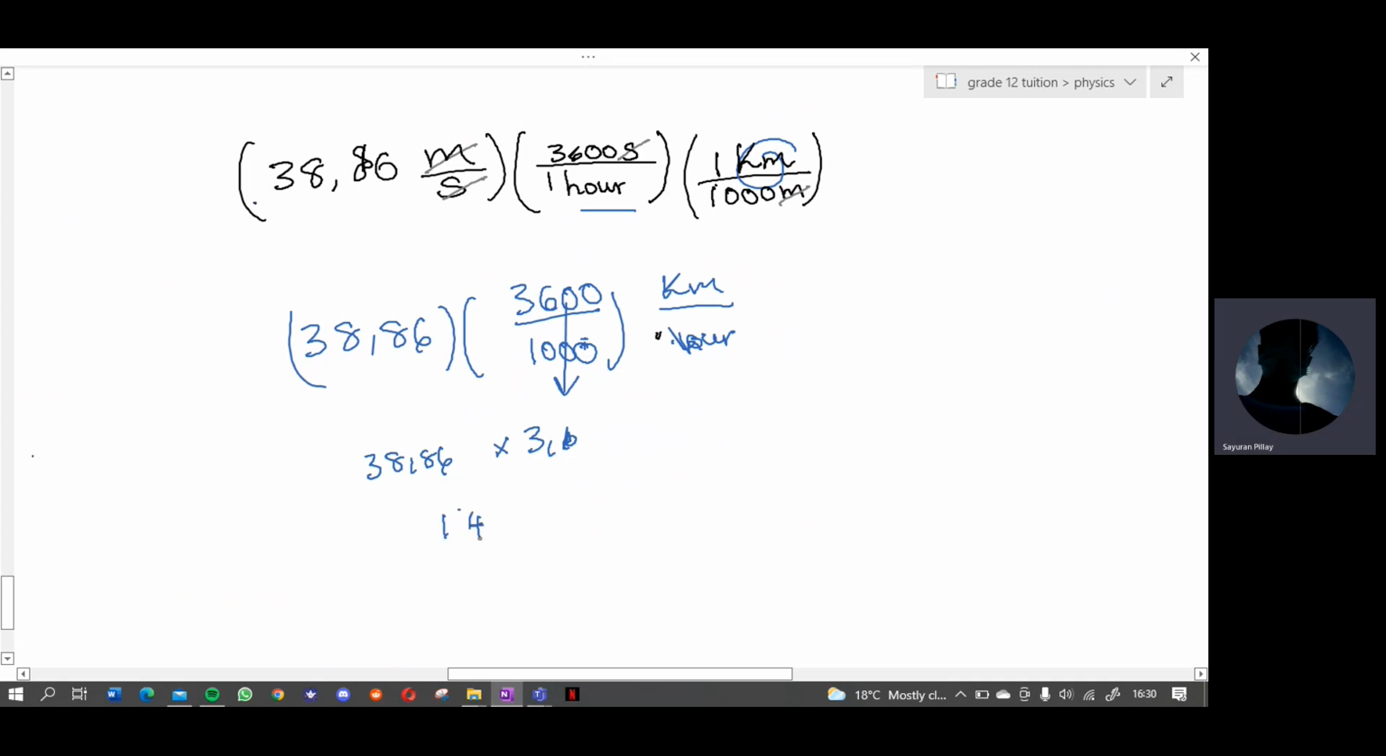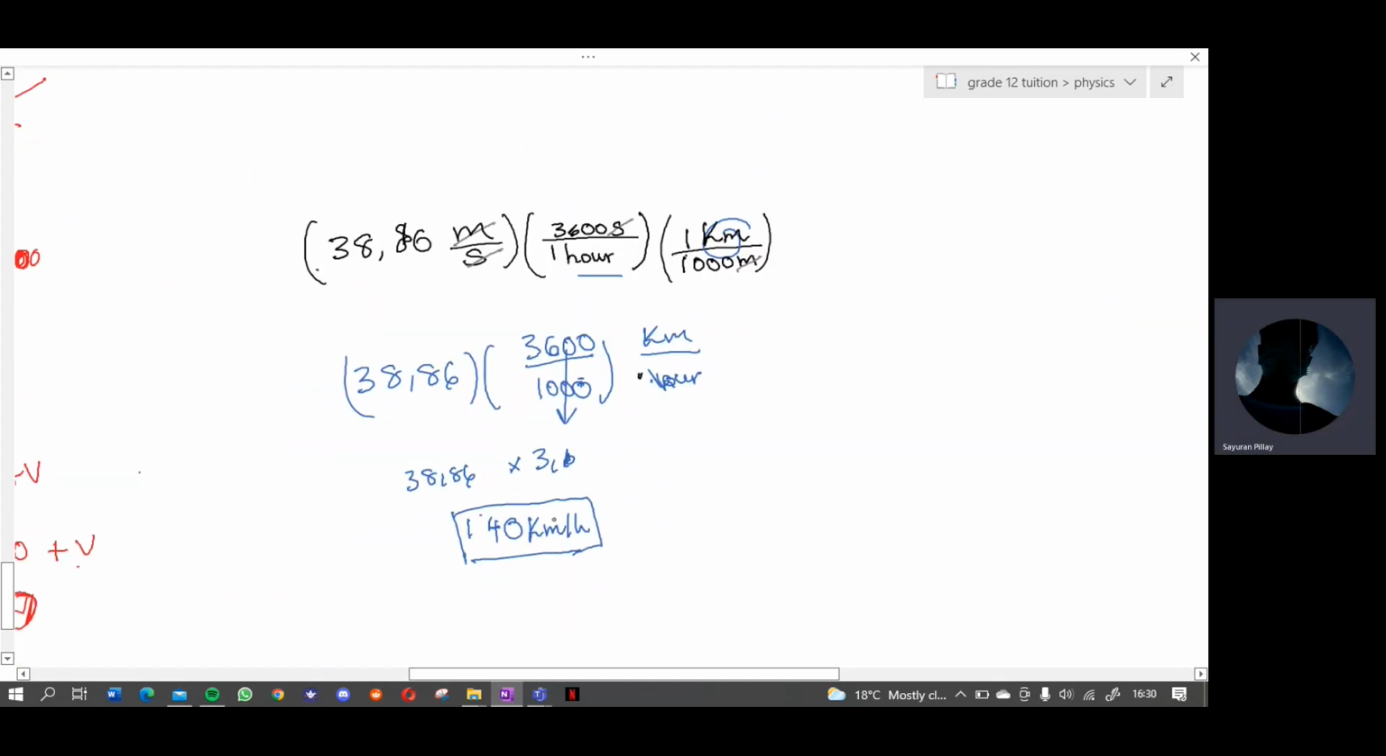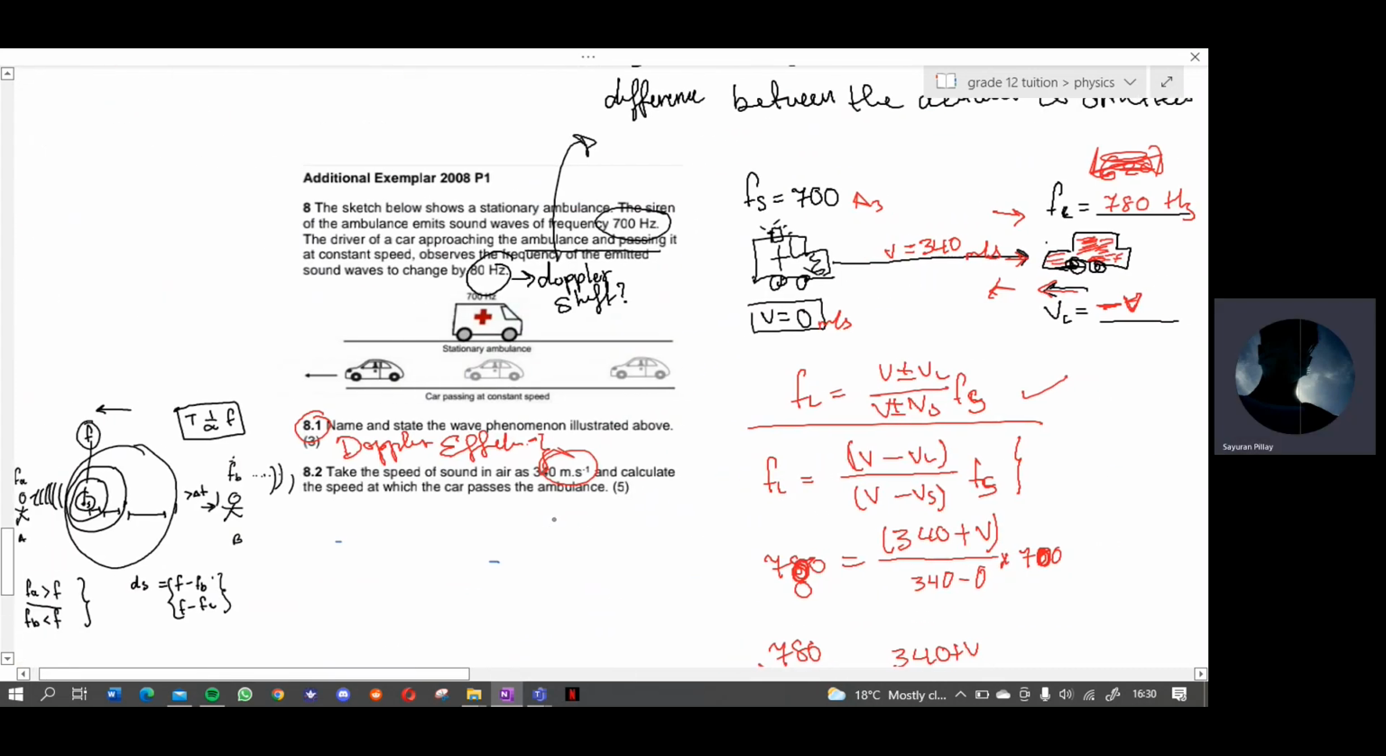If you put it in your calculator, it should be 139 point some decimals, but it's going to be very high decimals, so we can just say 140 kilometers per hour. So this is feasible. Yeah, it's moving very fast for sure, but it's definitely a feasible velocity for our car, right? And that's Doppler. It's a simple question.